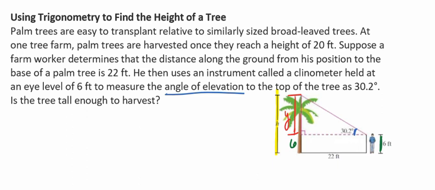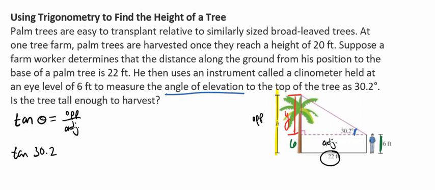So we have the adjacent leg, which we know is 22 feet. And what we're looking for is our opposite leg. So opposite and adjacent are going to be tangent. So we're going to use the tangent of theta equals opposite over adjacent. So here we can say that the tangent of 30.2 degrees equals our opposite, which we're going to go ahead and call y, divided by our adjacent, which is 22.